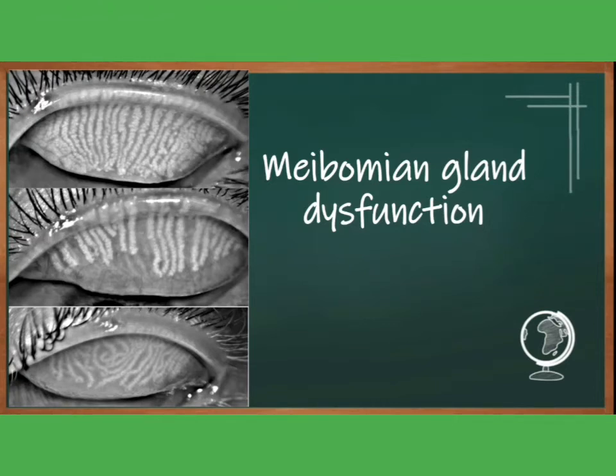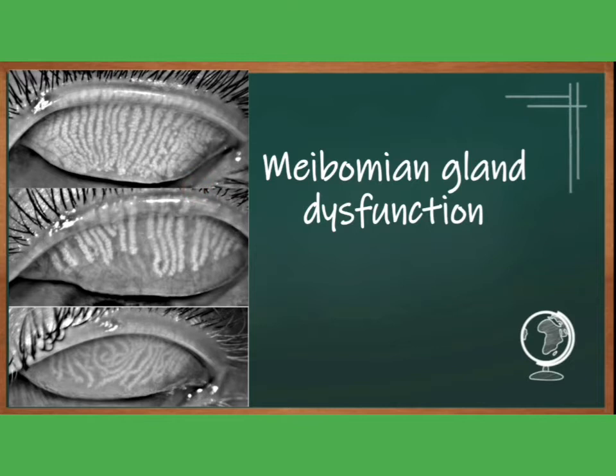So today in this video, I'm going to discuss with you all a very important topic, that is Meibomian gland dysfunction. So let's start. In the beginning of this presentation, in this slide, you can see that there is some abnormality in the eyelid. Okay. So can you tell me what part of this conjunctiva it is?